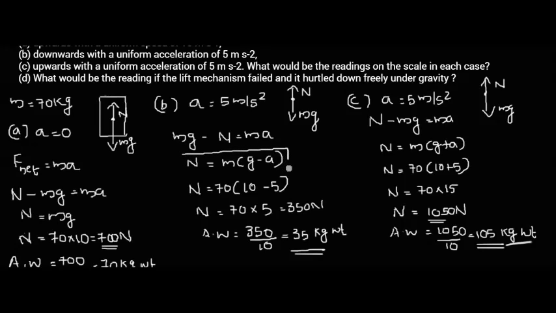N is equal to m into g minus a. N is equal to m into g plus a. If we are moving up, this one. If we are moving down, this one. Okay.